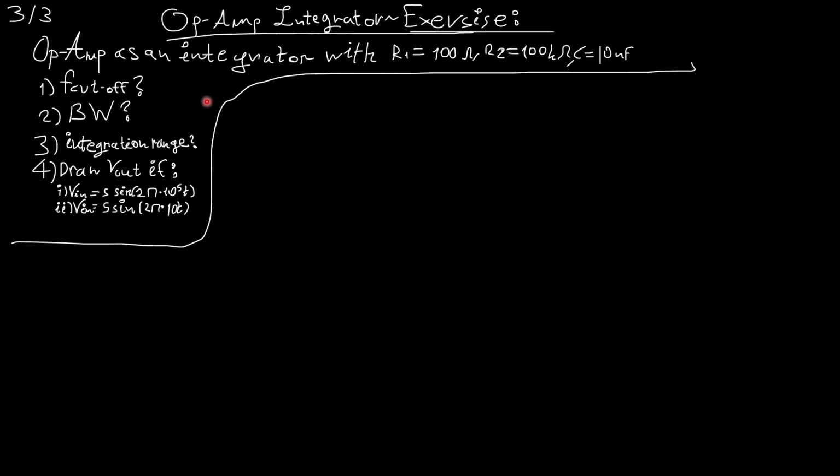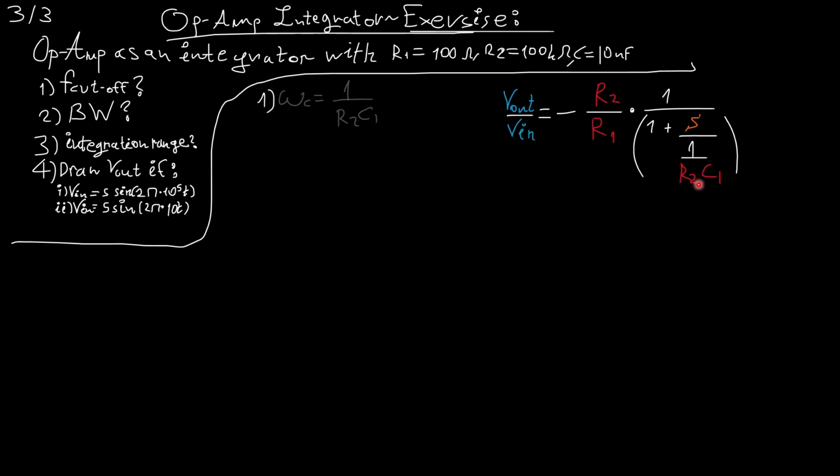Alright, first and foremost, we are asked to find the cutoff frequency. Again, I will have my equation here of the output of the input. And the cutoff frequency must be 1 over R2C1. Alright, this is the speed. So the speed is equal to 2 pi fc, which fc is equal to this. This is about 160 hertz.